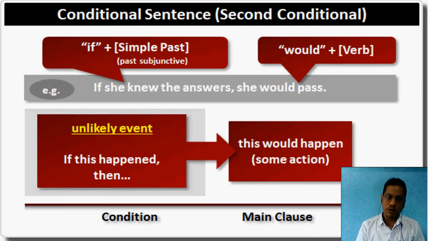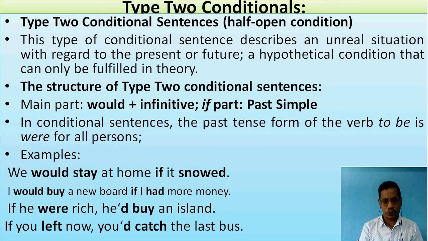Then let us talk about the second type of conditionals. Here also the structure is like if plus simple past. It's a past subjunctive, and then the main verb is followed by would. For example, if she knew the answers, she would pass. It's an unlikely event. If this happened, then this would happen in some action in the main clause.